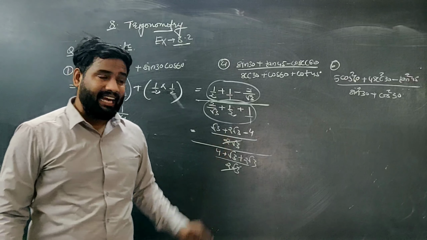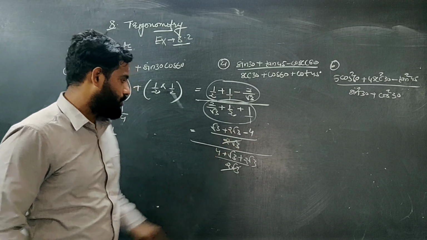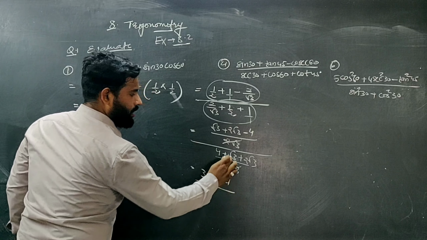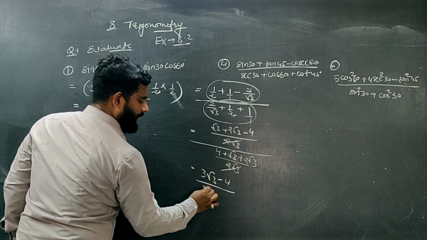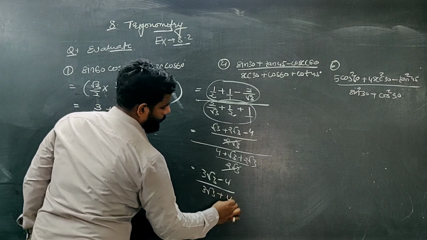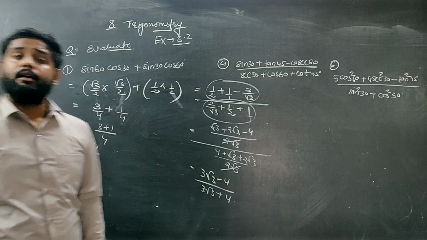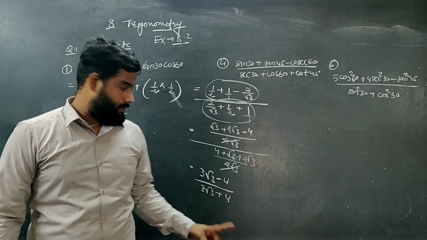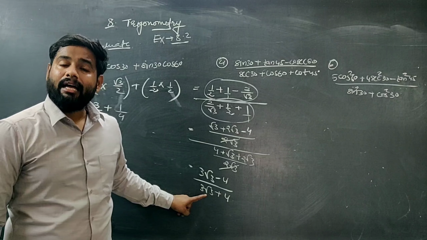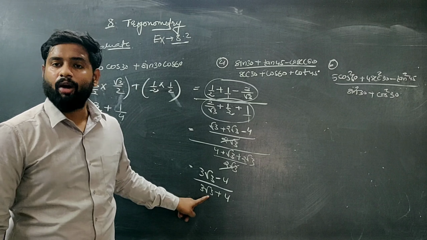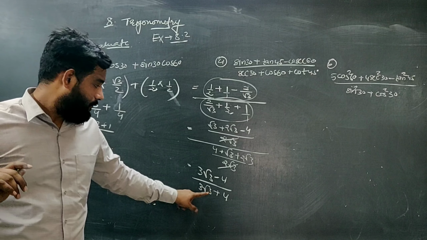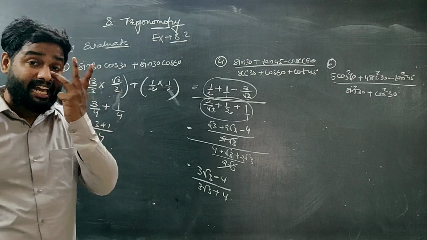Now always add the like terms: root 3 plus 2 root 3 will give you 3 root 3 minus 4. Here also, 2 root 3 plus root 3 is 3 root 3 plus 4. Now you have to remember that we are following the rule of surds. Surd means your root should not be there in the denominator. If root is there in the denominator, do the rationalization.